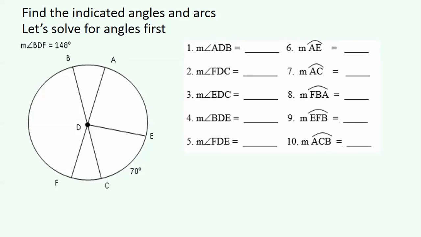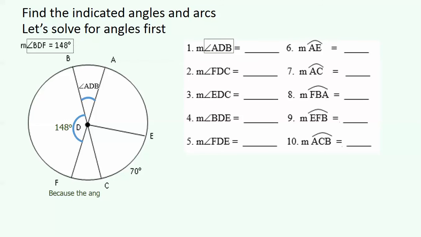Let's solve for angles first. So we're told that the measure of angle BDF equals 148 degrees. So let's draw it into our circle. From B to D to F, the angle is 148 degrees. Now we need to find the measure of angle ADB, right here.